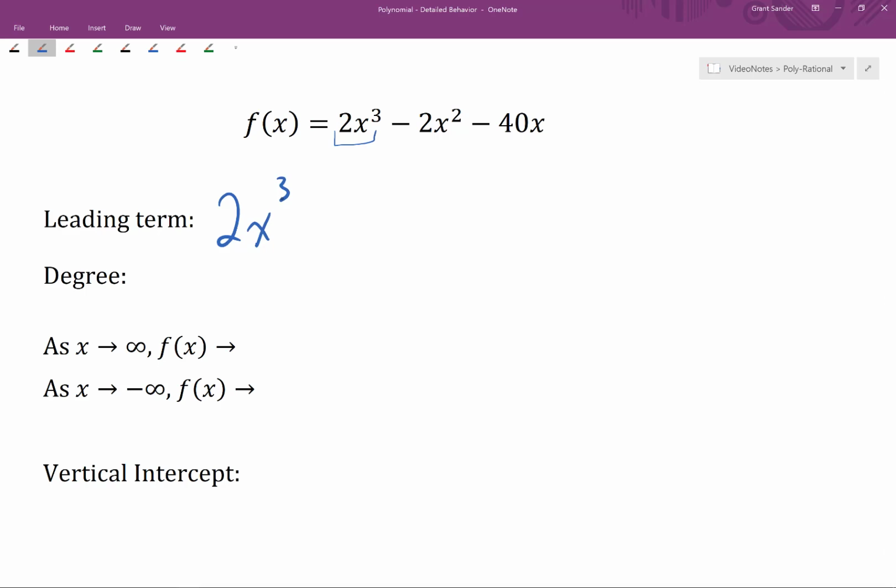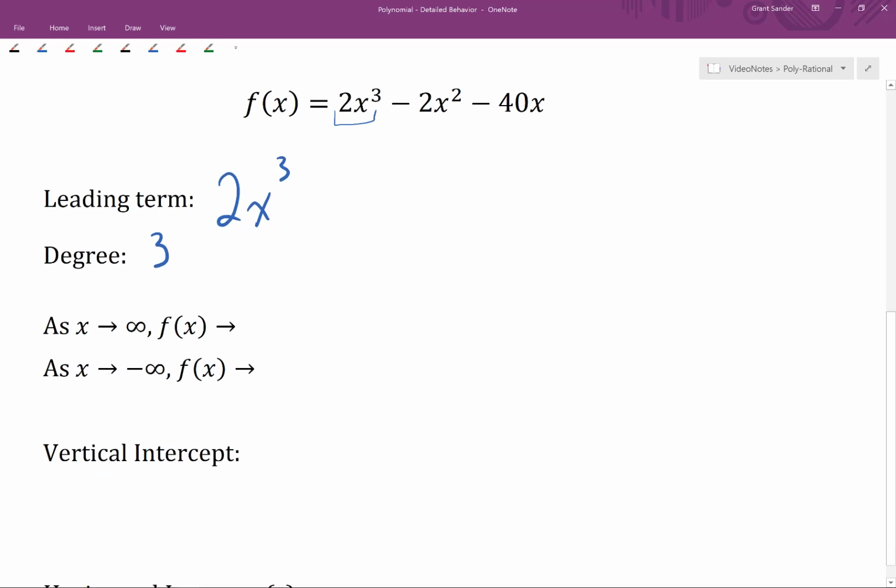of this polynomial function. The degree of the polynomial function is the power of the leading term, so in this case the degree is 3. So using the leading term, we can actually describe the end behavior, or how f(x) varies as x increases or decreases without bound. As x increases without bound, f(x) behaves like 2x³, and 2x³ increases without bound as x increases without bound. So we would write, as x increases without bound, f(x) also increases without bound.